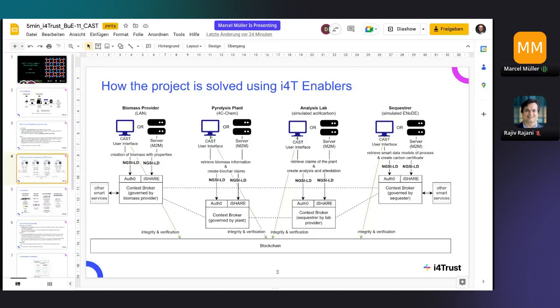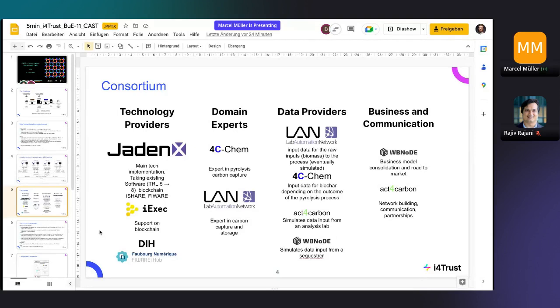Building such a system that puts attestations and the roots in the form of a hash on a blockchain to preserve integrity and to create a real end-to-end shared audit trail that we can use and hopefully make the whole system better. Our consortium consists of technology providers, my company JadenX, and iExec, a French blockchain company.